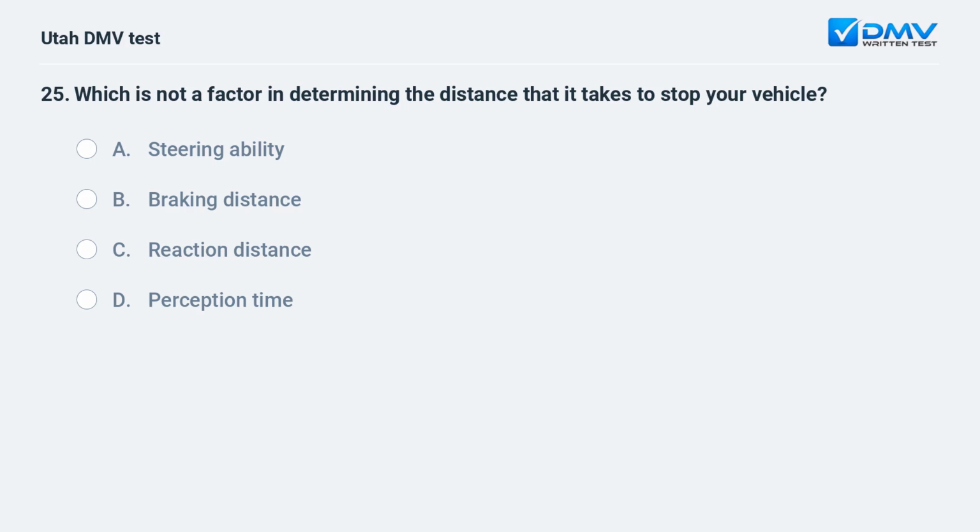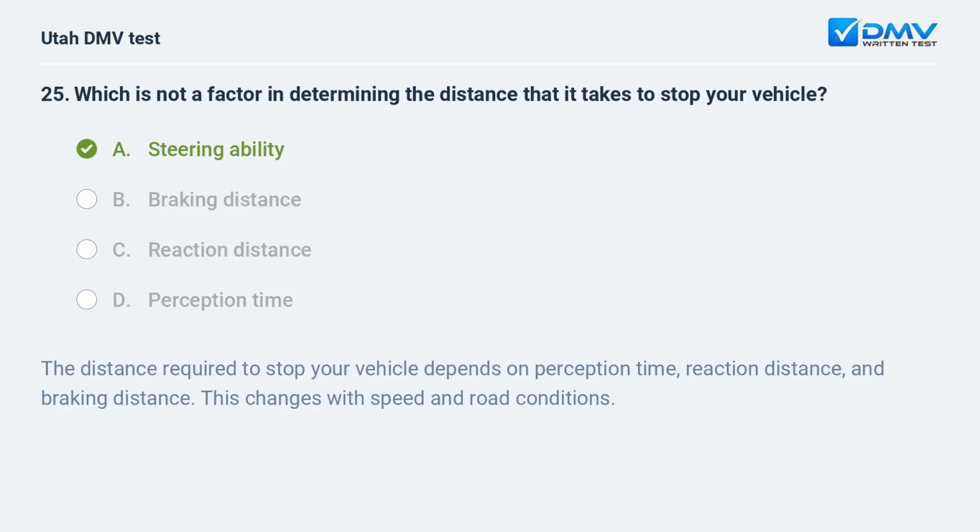Which is not a factor in determining the distance that it takes to stop your vehicle? A. Steering ability. B. Braking distance. C. Reaction distance. D. Perception time. The answer is A. Steering ability.